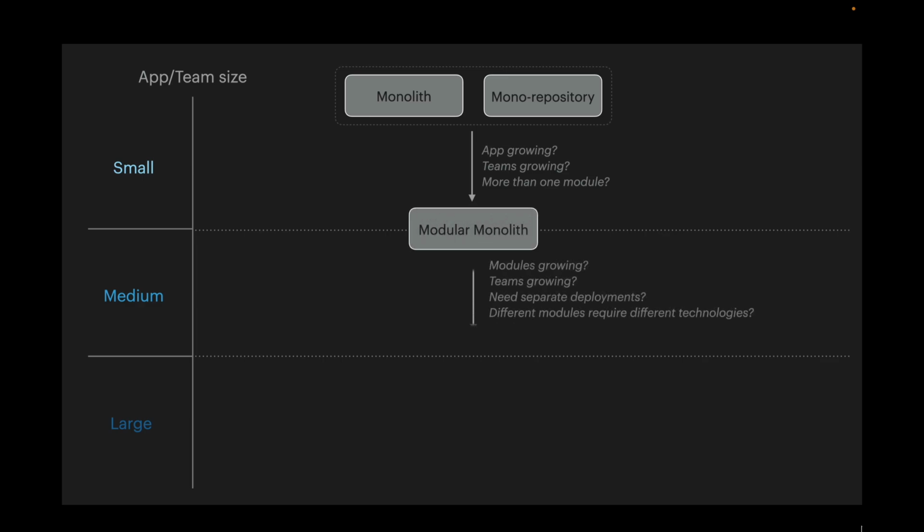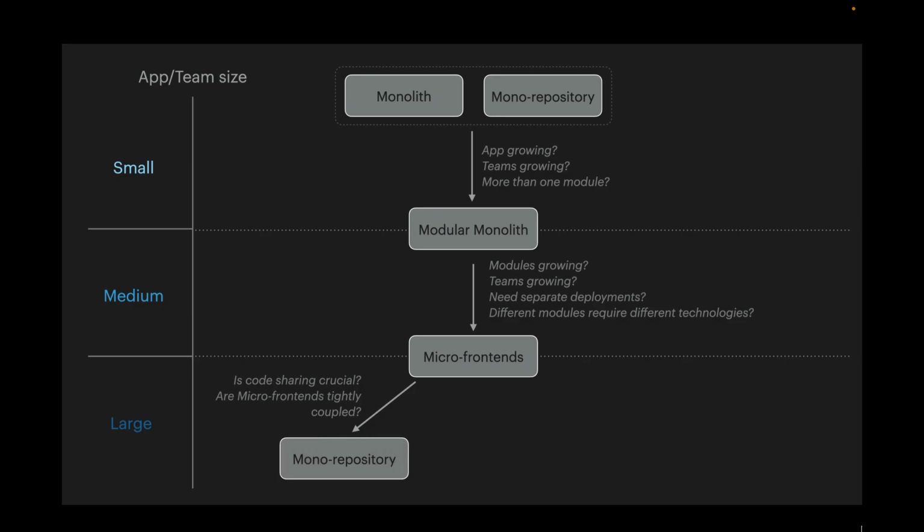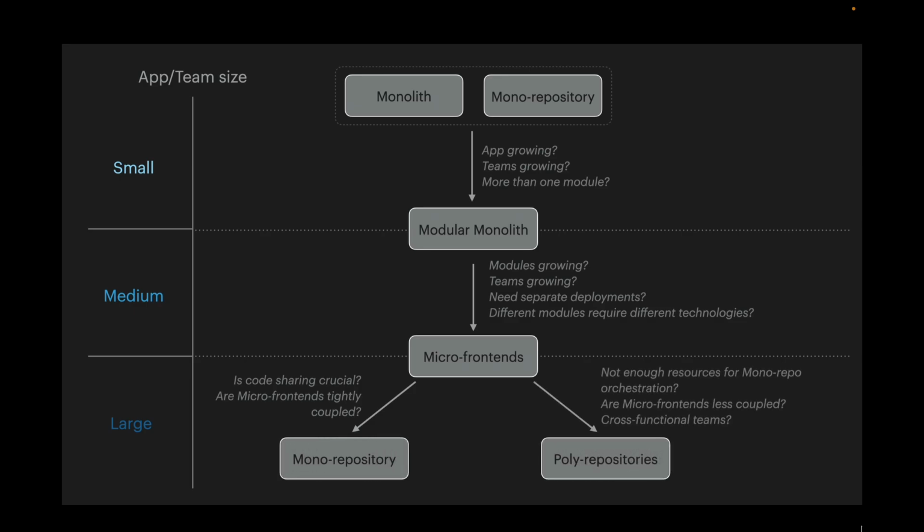Here is a list of control questions. If one or more of them is answered by yes, we can think about separating our application into micro-frontends. With micro-frontends, we need to know, should we stick with the mono-repository or would it be better to switch to multiple repositories. Look at the list of the questions. By answering them, you will understand what solution is more suitable in your case.